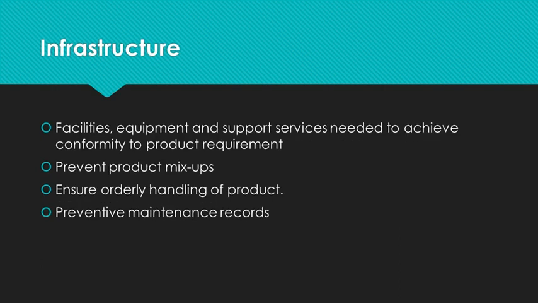All right, let's go on to infrastructure. The requirements of the infrastructure are facilities, equipment, and support services needed to achieve conformity to product requirements. The way to prevent product mix-up and ensure orderly handling of product. So, for example, does this product need to be kept at an ambient temperature above freezing and below boiling? Then the HVAC system, the heating, ventilating, air conditioning system, is part of the infrastructure.